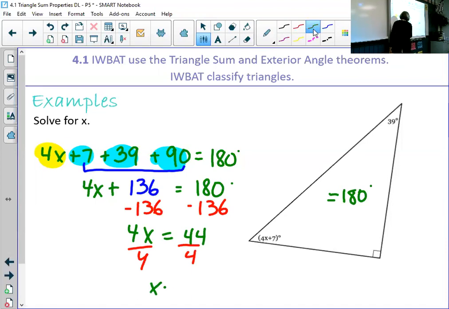And how many people got x equals 11? Did you do that? Thumbs up? Nice.